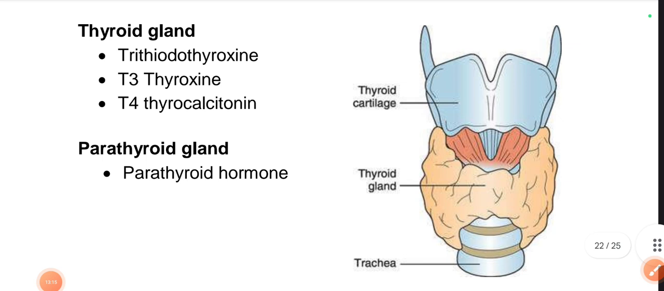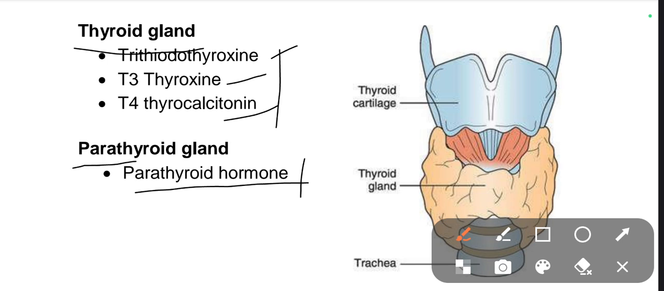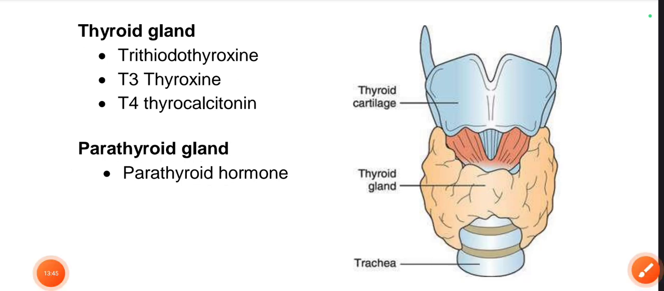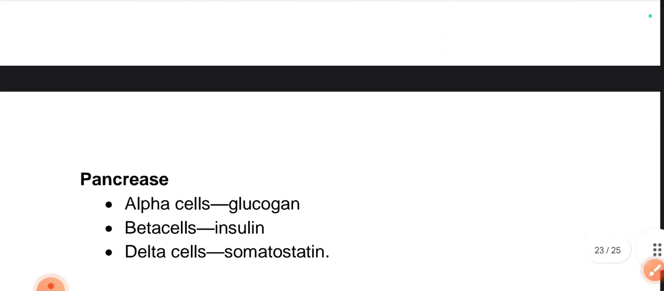The next gland is the thyroid gland. The thyroid gland produces triiodothyronine, T3, thyroxine, T4, and calcitonin. These three hormones are produced by the thyroid gland, and the parathyroid gland produces the parathyroid hormone. Here you can see the thyroid gland, and at the back of the thyroid gland we can see the parathyroid glands.